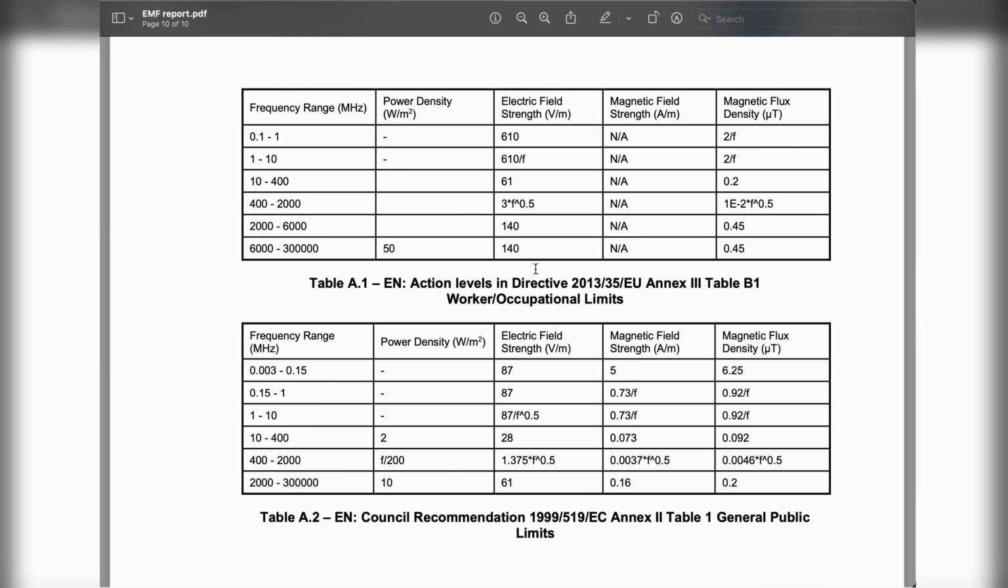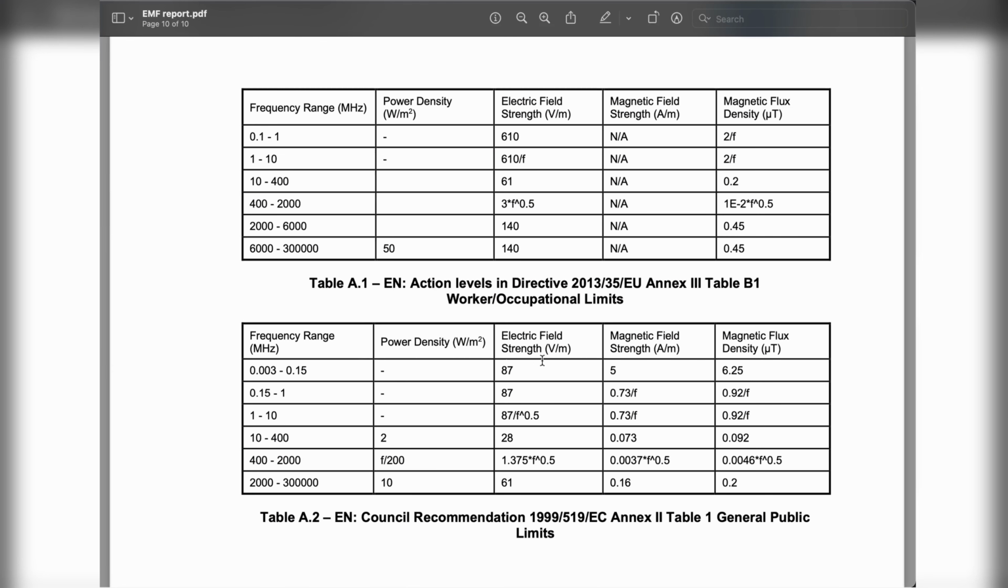We also have a similar directive, 2013/35/EU, that applies limits for worker areas, or in other words, the areas where the workers are expected to wear personal protective equipment against electromagnetic field exposure. So basically those would be the telecommunication site areas with restricted access, where only workers with special permits are allowed.